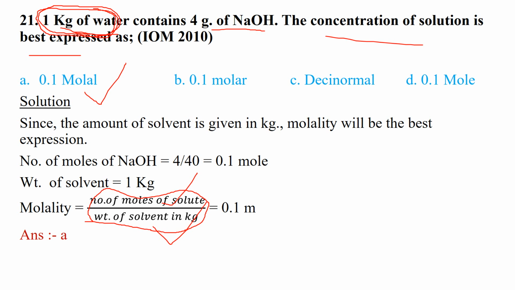The number of moles of NaOH is 4 by 40, where 4 is the weight of NaOH and 40 is the molecular weight of NaOH, which is equal to 0.1. The weight of solvent given here is 1 kg. Then the answer will be 0.1 molal.